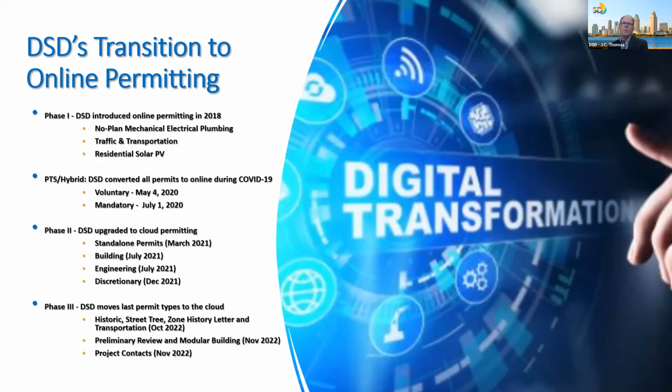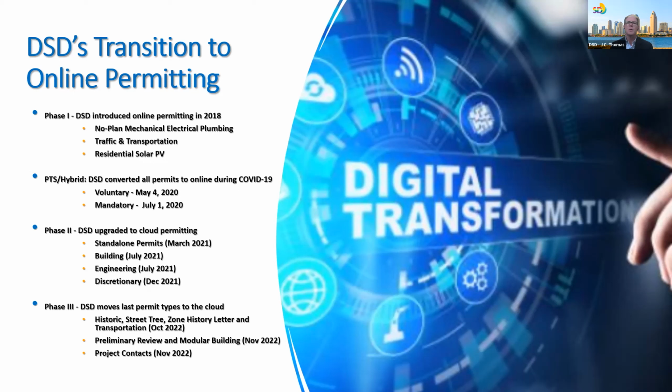By way of background, we've been at the online permitting transition for quite some time. Starting back in 2018, we had phase one, which included our no plan permits for mechanical, electrical, plumbing, traffic and transportation, and residential solar PV. In early days of COVID-19, we switched everything to online. So we created this PTS hybrid version that relied upon our old PTS system, but used the Acela online application to accept documents. That was voluntary on May 4th of 2020 and mandatory July 1st. So everything became digital starting in 2020.